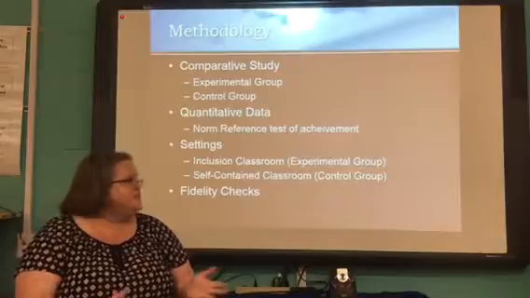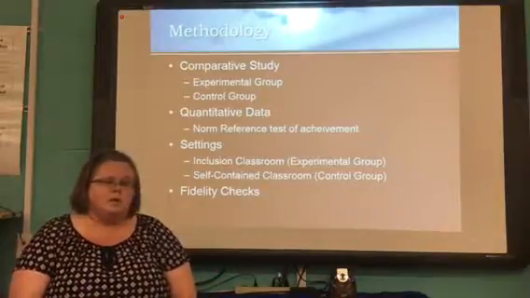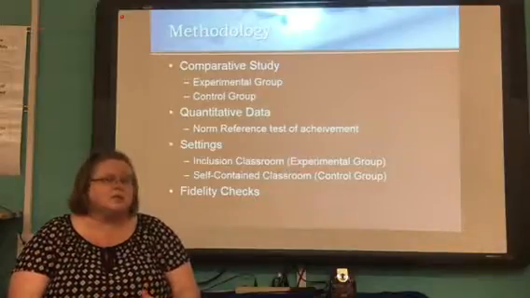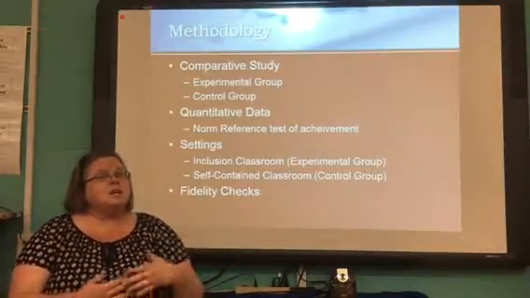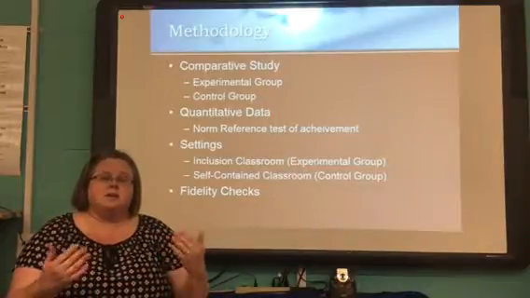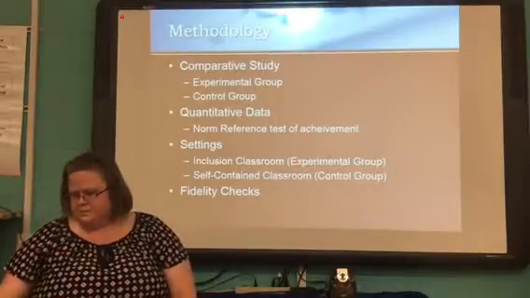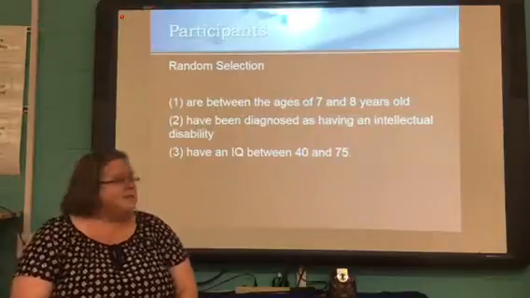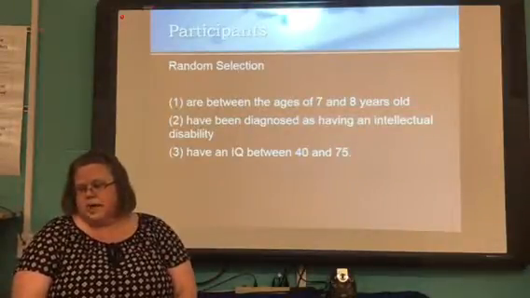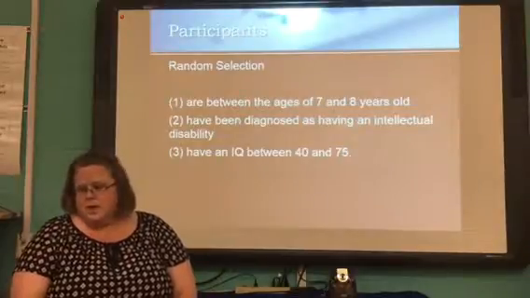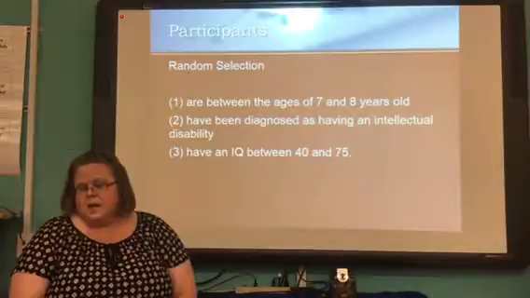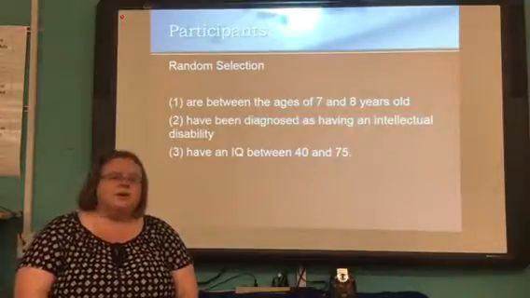And then we will have fidelity checks throughout the process, and there will be observations, making sure that the instruction is as equal as can be, and that both groups of students have the same opportunity and access to the curriculum. The selection process is random. The children will be between the ages of 7 and 8 years old and have been diagnosed as having an intellectual disability and have an IQ between 40 and 75.